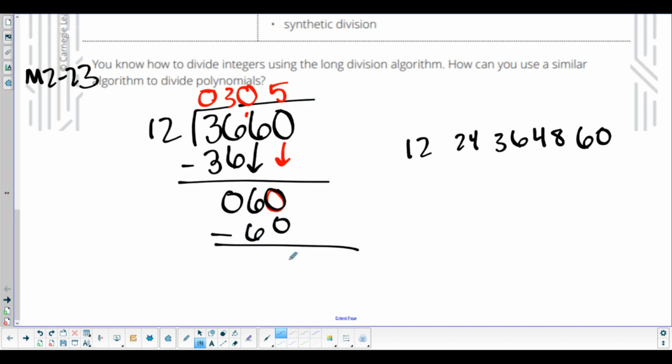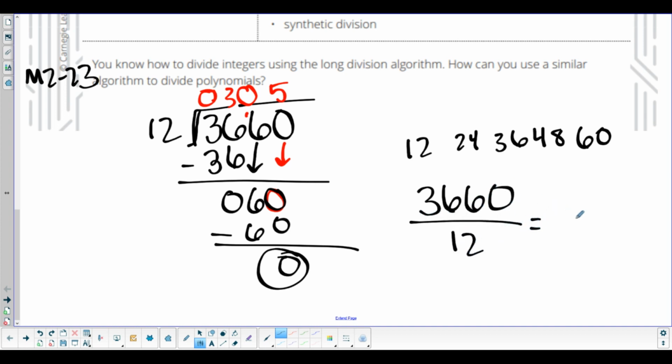You then subtract these. And once you run out of numbers underneath your little sign here, this is your remainder. It's the things that are left over when dividing by 12. But in this case, because 12 can evenly go into 3,660, you end up with a remainder of 0, which means your answer is 3,660 divided by 12 is equal to 305. Nice. Okay. Little flashback, little blast from the past.